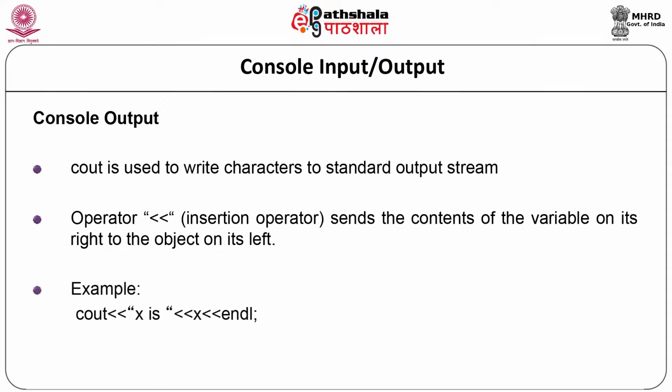Example, cout << "x = " << x << endl. The above statement tries to write the message "x =" and the value of x on the screen or monitor. endl will always go to the next line.